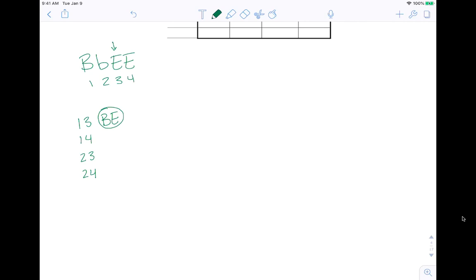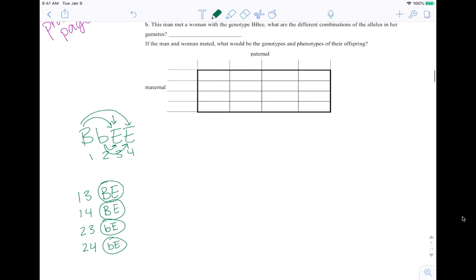The next one down, 1 with 4. So we're literally just doing this. We're going to have a big B with a big E again. It's the same, but that's okay. 2 with 3. So now we're going to distribute here. I guess it's like a distributive property. Again, I am not good at math. This is how I like to do this. So these are going to be our gametic combinations for dad.